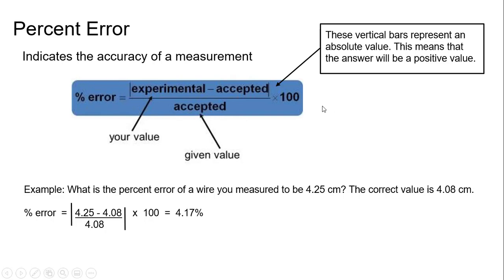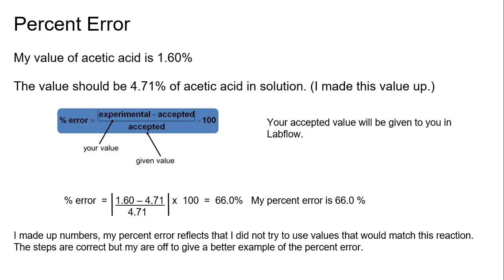You have absolute values here. Those absolute values mean that even if you get a negative number, it's going to end up with a positive value. You would disregard the negative in front. So here's an example of a question. The correct value is 4.08. My experimental is 4.25. I set it up. I end up with a percent error of 4.17%.